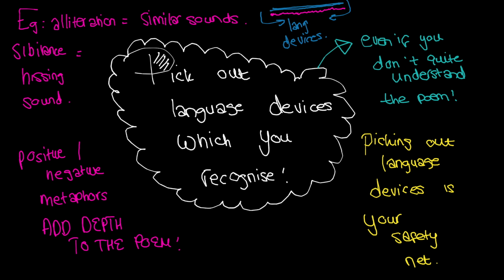So even if you don't quite understand what the poem could be about upon the first few readings, the language devices should help you. For example, alliteration has similar sounds. If you look at alliteration, you see that a certain sound is being repeated. Maybe think about what that certain sound suggests to you. So for example, if there's a lot of sibilance, if there's a lot of that S sound, is that particularly positive? Is it particularly negative? What could that hissing sound be doing? Positive and negative metaphors add depth to the poem. So as I was saying, what does that metaphor suggest? What does that metaphor make you think of? How does that metaphor enrich the poem?